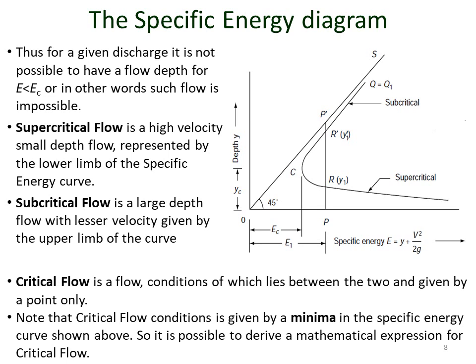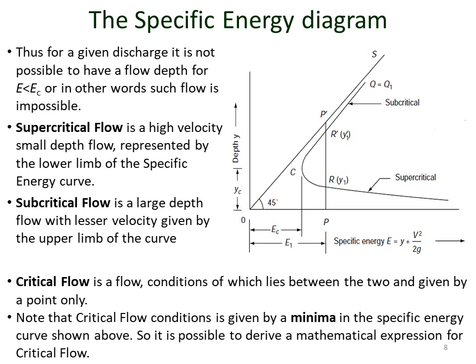So in other words, if the specific energy of flow for a given discharge is less than the critical energy, then there is no flow possible. There are no real positive roots possible for the cubic parabola equation, and in other words, there is no such flow practically possible.